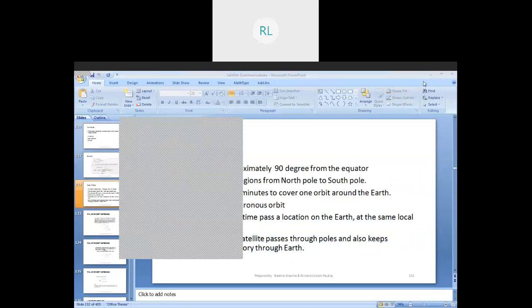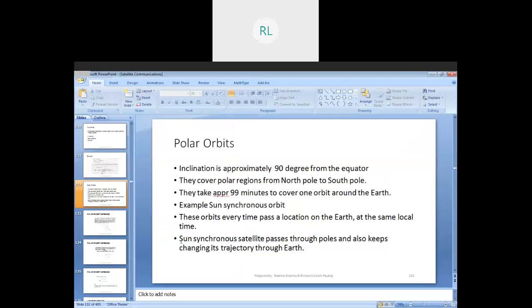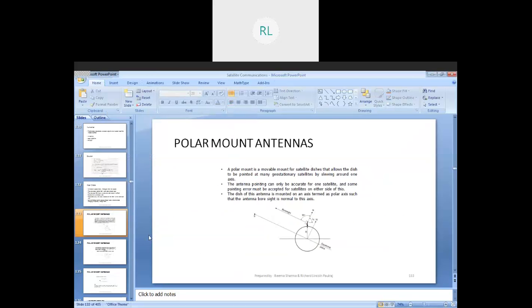Fine. These orbits pass a location on Earth at the same local time every time. So it is just like 3 p.m.; which position it is next day, it will be in the same position at 3 o'clock. So which means the movement is constant. Sun synchronous satellites pass through the poles, and also keep changing their trajectory through Earth.